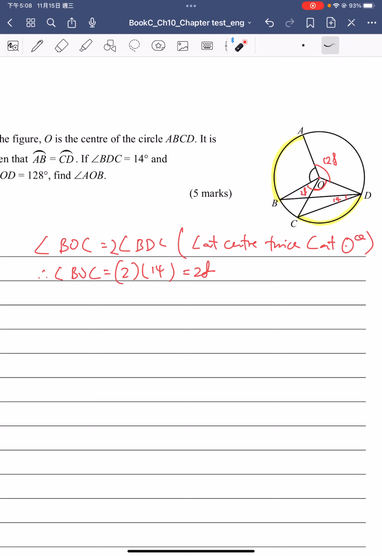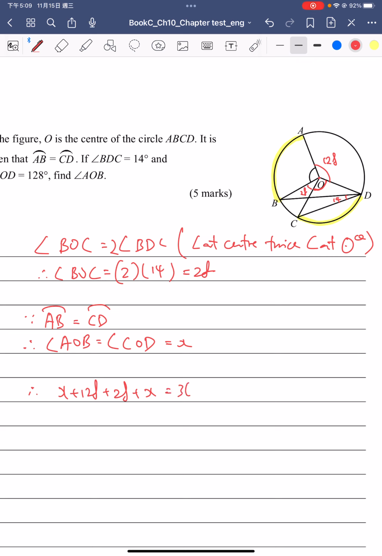Okay, so now as arc AB is equal to arc CD, this angle is equal to this angle, so we write it down: angle AOB is equal to angle COD. We let it be x, then x plus 28 plus 128 plus x is going to be equal to 360 degrees. So we consider at point O, by using the angle at a point.